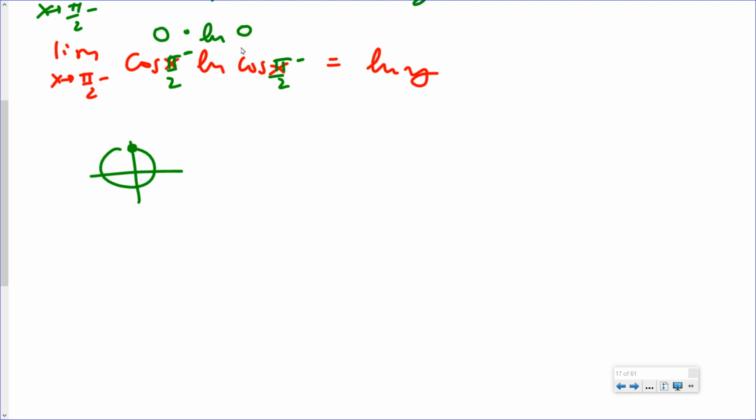But remember, there's no ln of 0. So this would only work, because think about ln of 0, there's no ln of 0, because you never hit 0 here. So if this were to work, you need to be 0. It needs to be 0 coming from the right. Well, let's see if this is really 0 coming from the right.